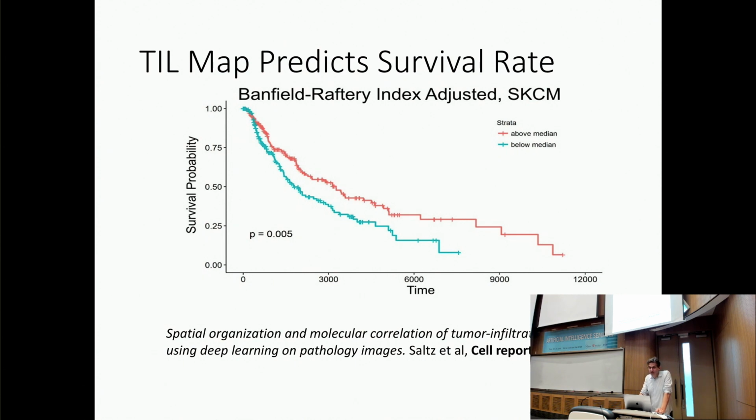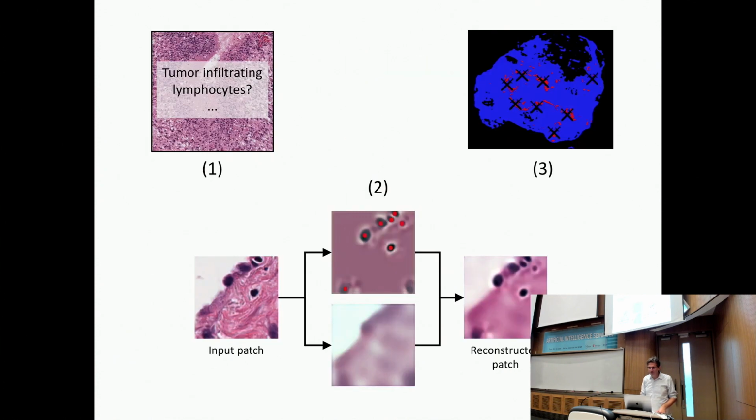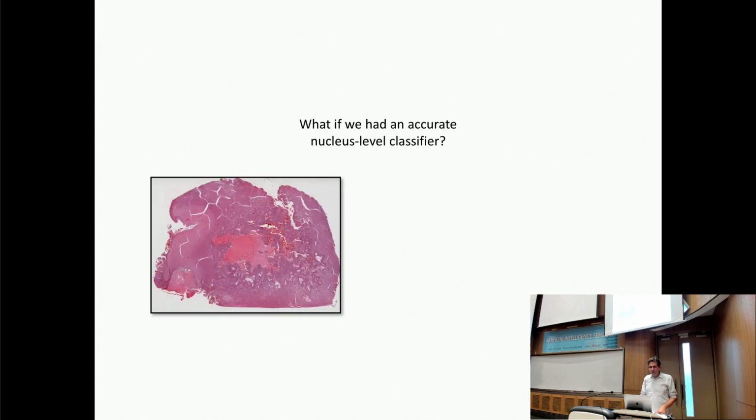Okay, and then biostatisticians, these are the people who analyze this kind of medical data, were able to actually show that the organization of the tumor infiltrating lymphocytes actually predicts survival. Okay, so this is an actual real science result that came out last year, and it's kind of important.